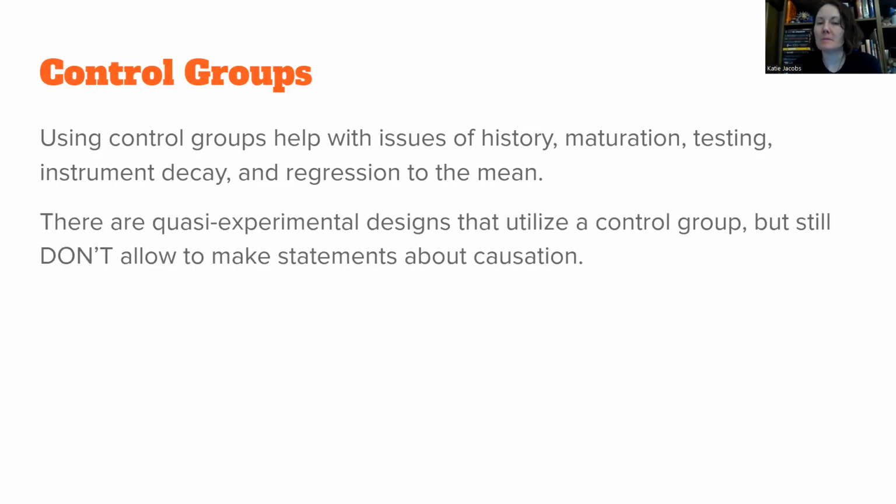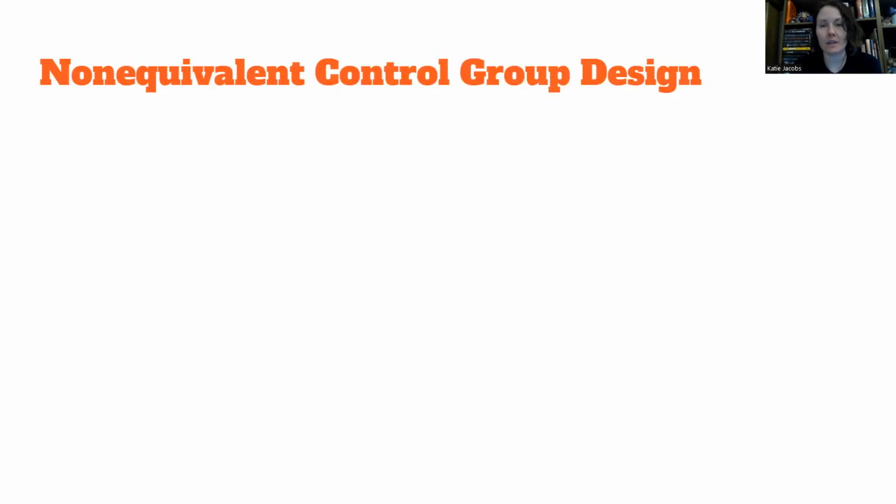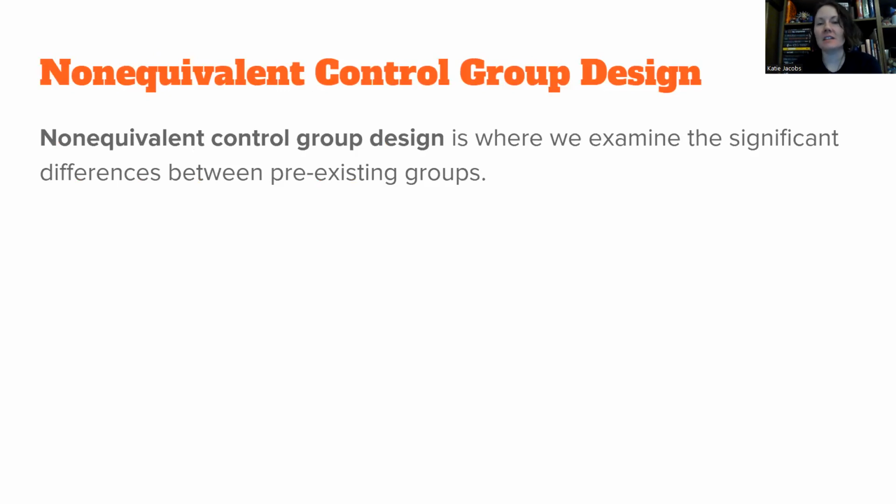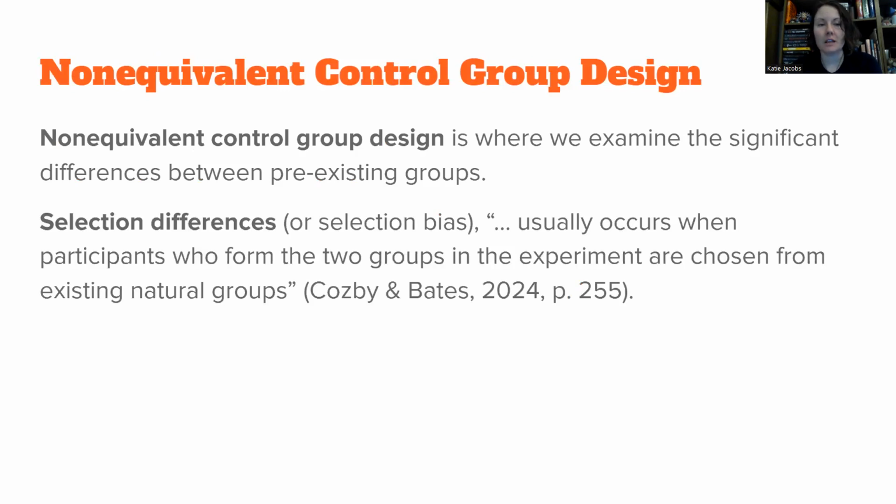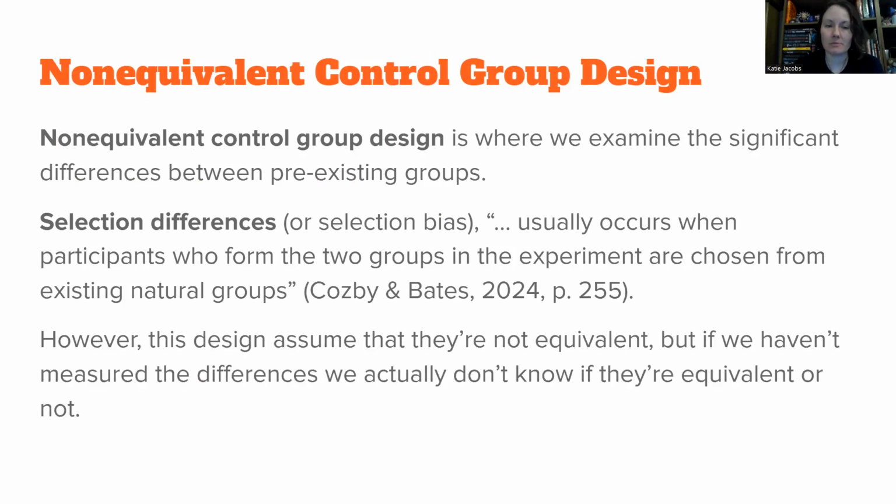So there are quasi-experimental designs that utilize a control group, but these types of designs still do not allow you to make any statements about cause and effect. Okay, so for example, we have non-equivalent control group design. In this design, we examine significant differences between pre-existing groups. A problem with this is there might be some sort of selection bias or selection differences, and these usually occur when participants who form the 2 groups in an experiment are chosen from naturally existing groups.